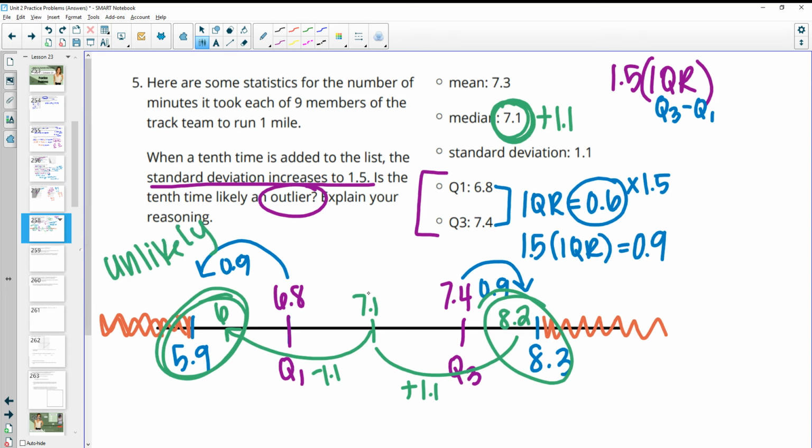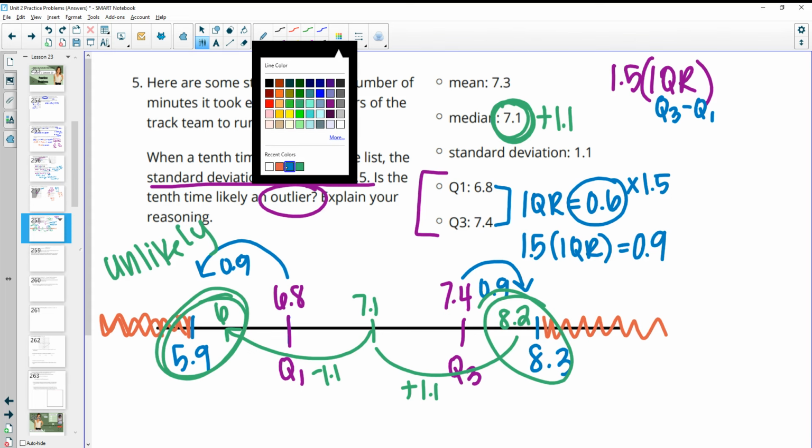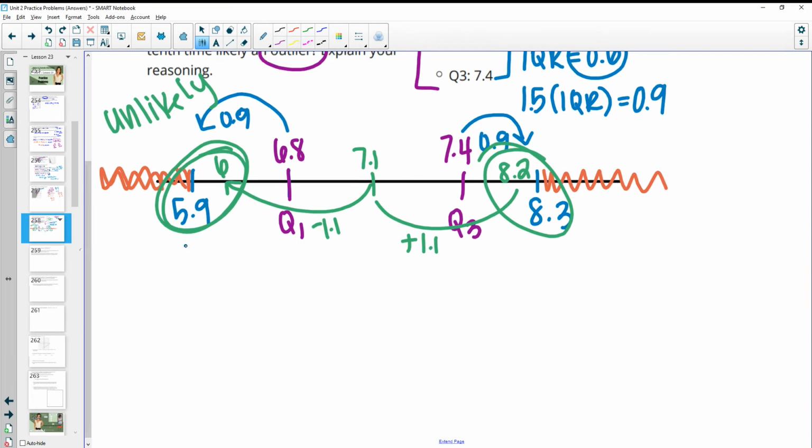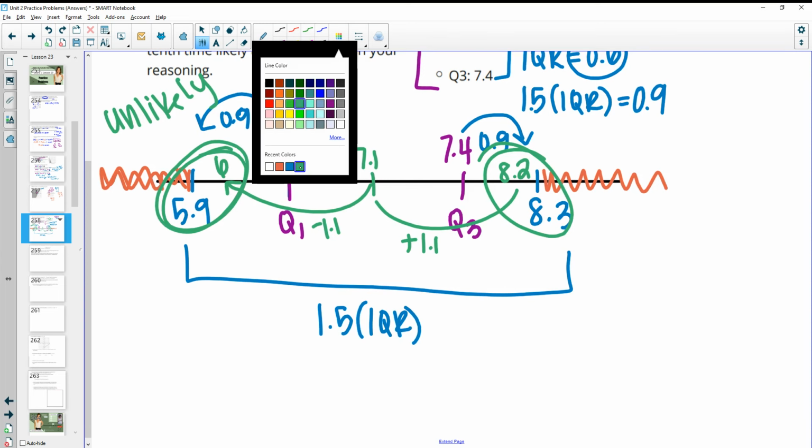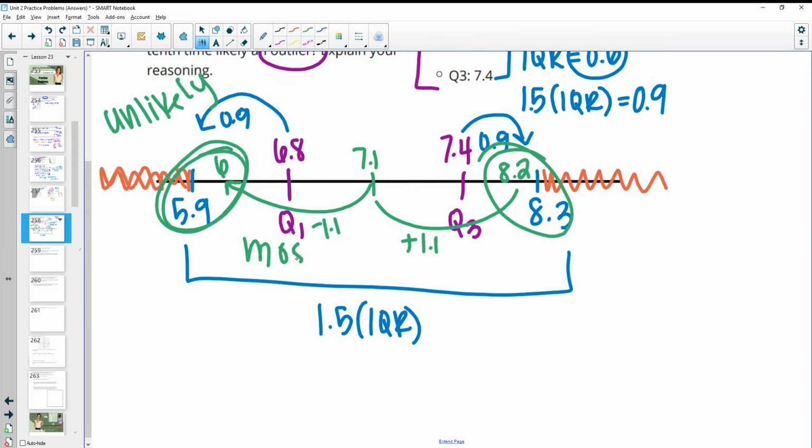Now you'd have to make sense of my chicken scratch and write that better in your student workbook. But this kind of area here is your 1.5 times your IQR. So anything within there isn't an outlier, and then most of your data is within that 1 standard deviation. And I just added 1.1 and minus 1.1 from the median. So it's unlikely that it's going to be that.